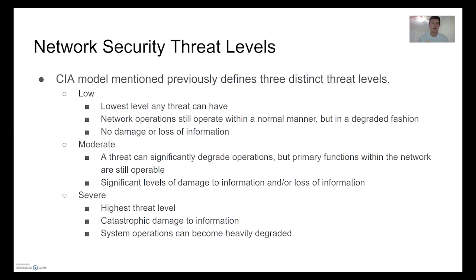The next level of threat is moderate. A threat can significantly degrade operations, but primary functions within the network are still operable. There can be significant levels of damage, though, to the information if there's a moderate threat. And the highest of threats is severe. This is the highest threat level, and catastrophic damage can occur to the information stored on your network. System operations as well can be heavily degraded. So the system could slow down or even come to a complete halt if a severe attack was to compromise your system.